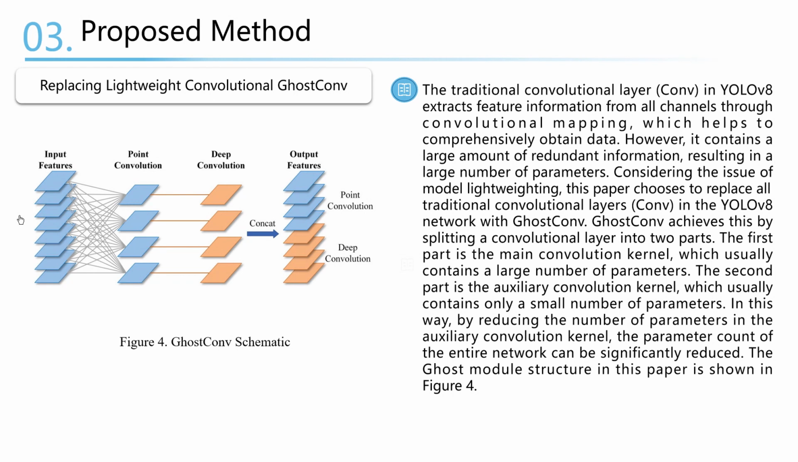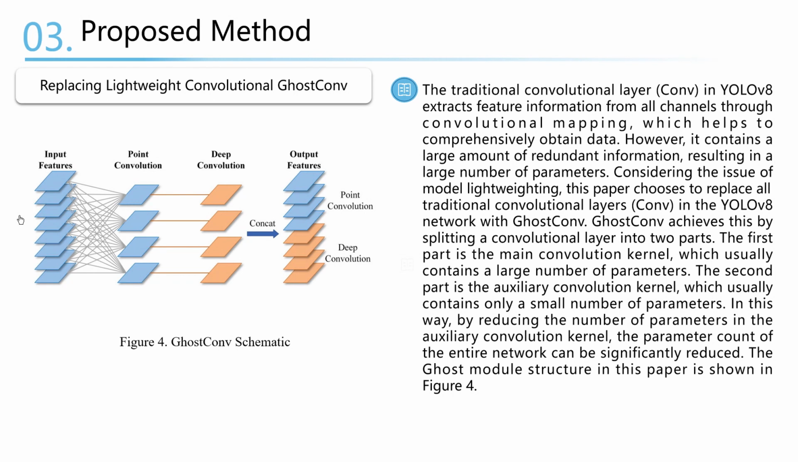Considering the issue of model lightweighting, this paper chooses to replace all traditional convolutional layers in the YOLO network with GhostConv. GhostConv achieves this by splitting a convolutional layer into two parts. The first part is the main convolutional kernel, which usually contains a large number of parameters. The second part is an auxiliary convolutional kernel, which usually contains only a small number of parameters.